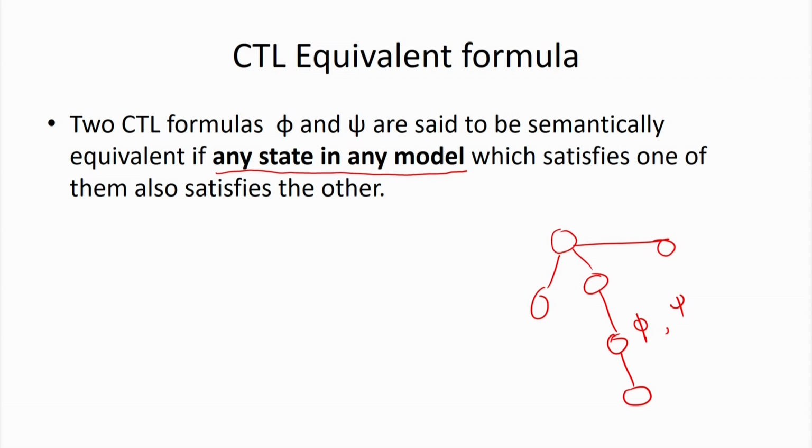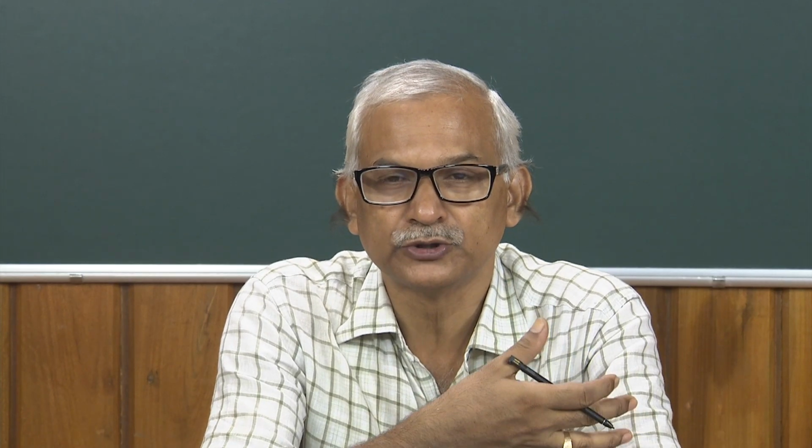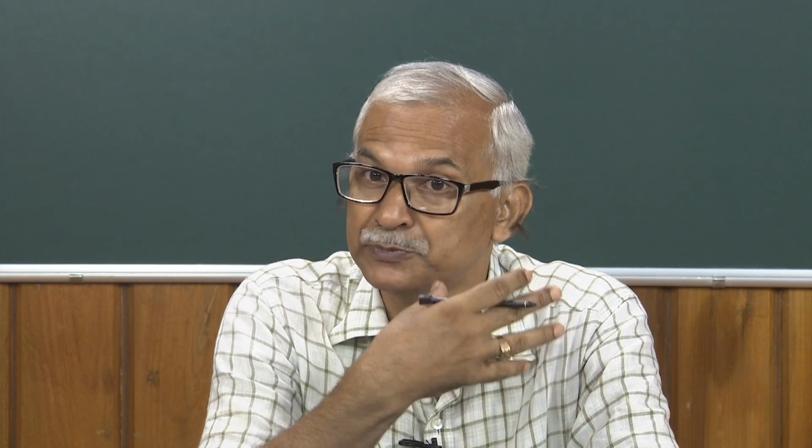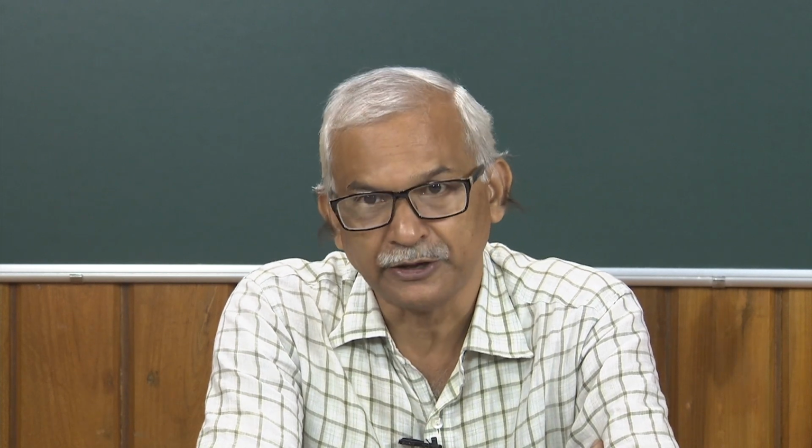In that case, we are going to say that if truth values are the same for any given model or any state, if they are always true, whatever model or state you consider, if phi and psi are always true, then we say that they are equivalent. On the other hand, if phi is false and psi is also false, then also we say that they are equivalent. So, the truth values must be the same in any state of any model. Then we say that these two formulas are equivalent.